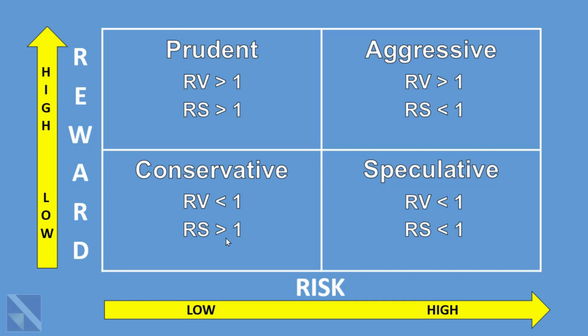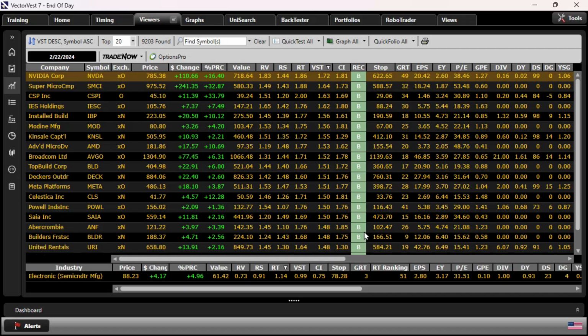And finally, a speculative investor is looking for those big gains without regard to fundamentals. So using this information, you'll be able to easily assess your favored stocks. So back we go to the stock viewer. VST is our default sort. So this sort has brought to the top of the list the stocks that have the best combination of relative value, relative safety, and relative timing.